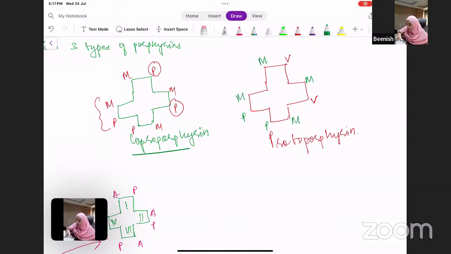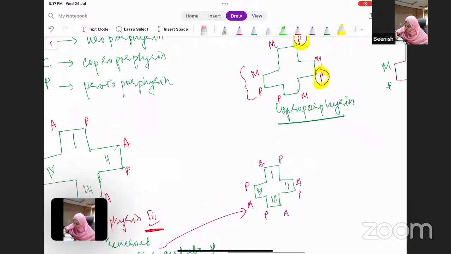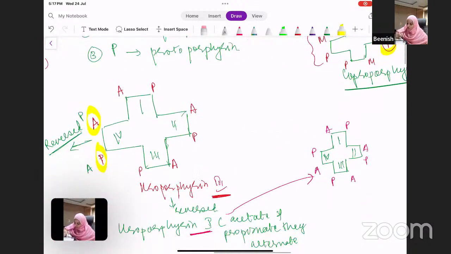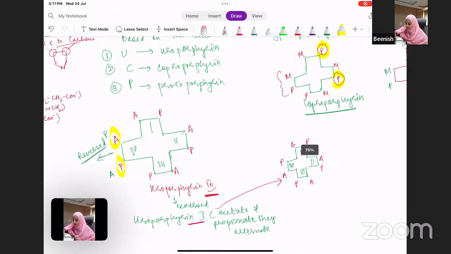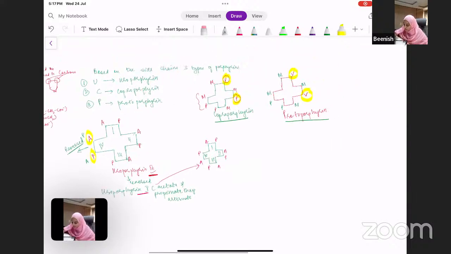So you see your coproporphyrin and protoporphyrin, what is changing? Only the first and second propionate changed to vinyl, okay? And in coproporphyrin, you have P and M, and in uroporphyrin, you have A and P as the side chains. Okay, so that was about the different types of porphyrins.